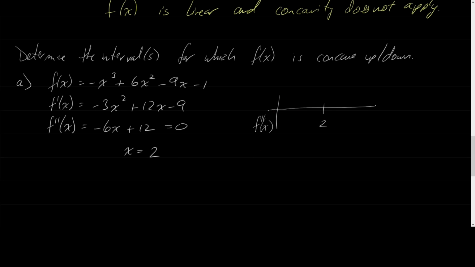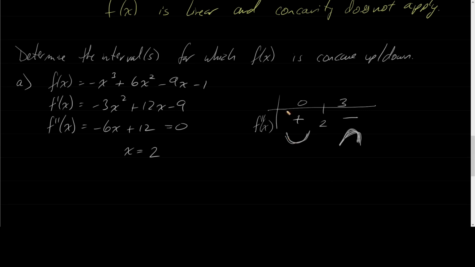To the left of 2, I can plug in 0. To the right of 2, I can plug in 3. So when I plug 0 into my second derivative, negative 6 times 0 is 0 plus 12. It's positive. When I plug in 3, negative 6 times 3 is negative 18. Negative 18 plus 12, that's negative. So in here I've got concave upwards, and over here I've got concave downwards.